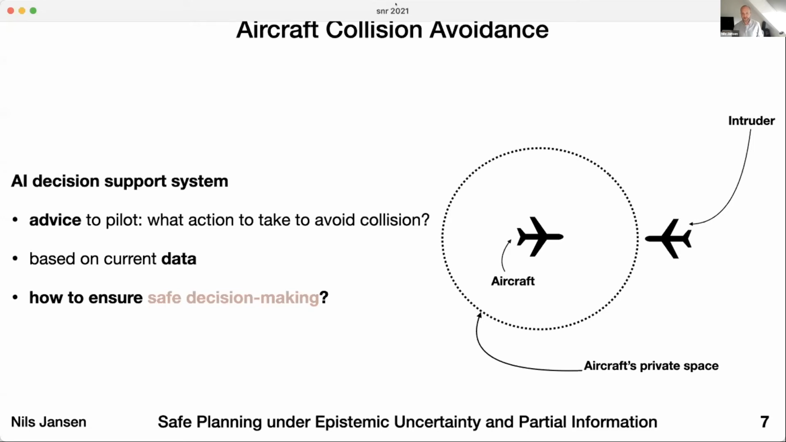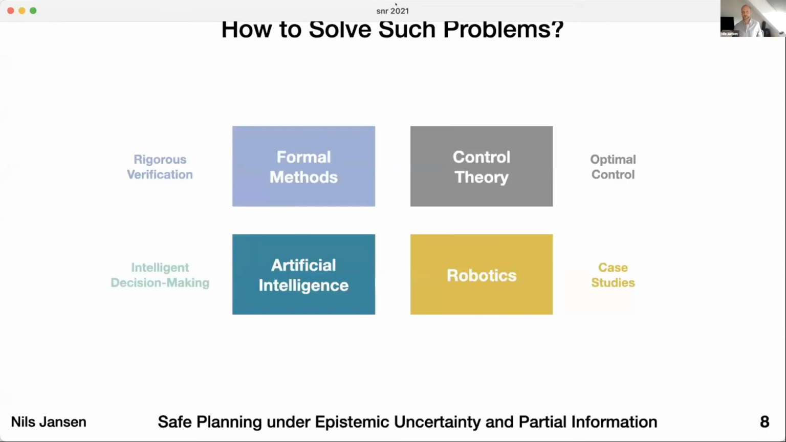And we want to ensure safe decision-making. So the decision support system should give advice to the pilot that takes all these things, the data, into account and gives them safe advice for this. How do we solve such problems? So we work and we publish in lots of research areas, which is in this sense formal methods, in particular rigorous verification, AI, in particular intelligent decision-making, control theory to aim towards optimal control, and also a bit in robotics, but mostly to draw case studies.